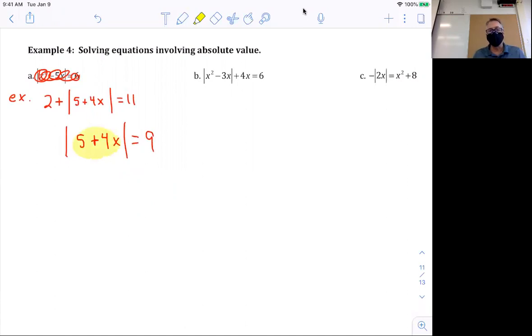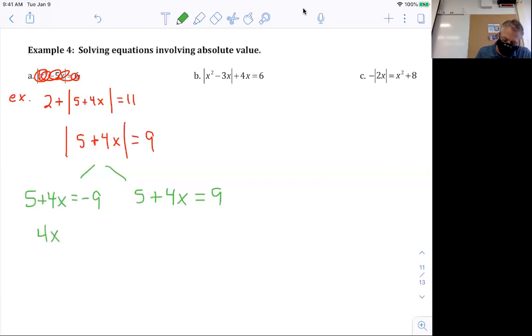So we have to set up 2 equations. Once you have the absolute value by itself, we then split it into 2 equations. I'm going to write 5 plus 4x, the stuff inside there, could equal negative 9, or 5 plus 4x, the stuff inside there, could equal positive 9. So again, we got the absolute value by itself, and then we set it equal to negative and positive. And then we just solve those.